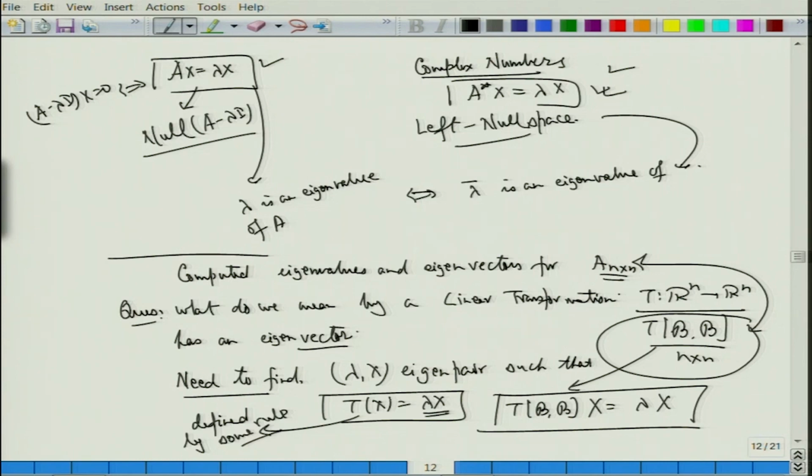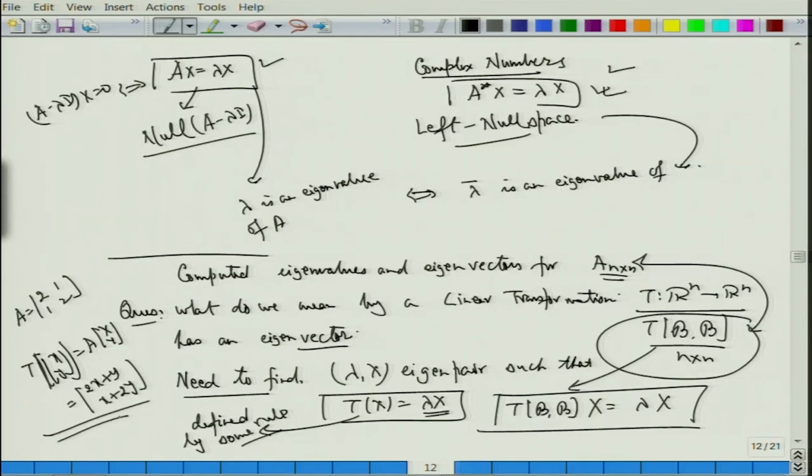All right. So, you can look at here, for example, if I take A as 2 1 1 2, then I can define my T of xy as A of xy. So, this will be equal to 2x plus y and x plus 2y. So, I define T of x like this. Then I would like you to check that for this example T of 1 1 is equal to 3 times 1 1 and T of 1 minus 1 is 1 minus 1. All right. So, I will have such eigenpairs and eigenvectors here also.